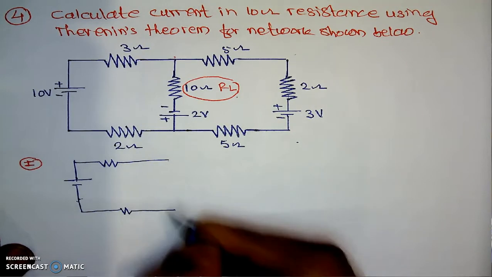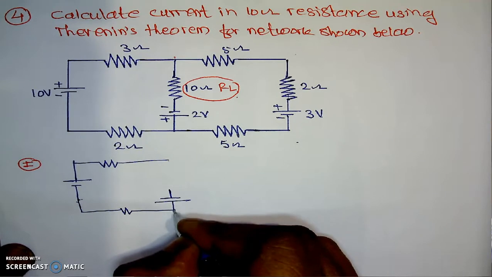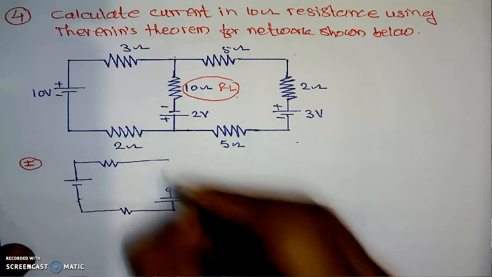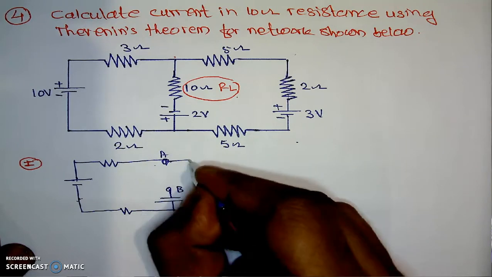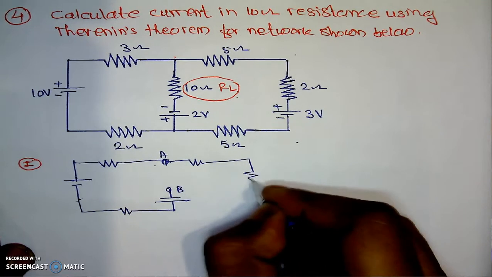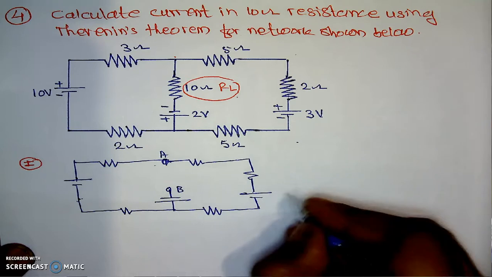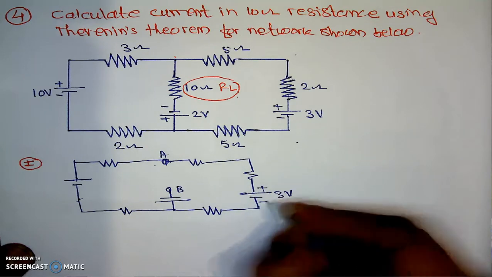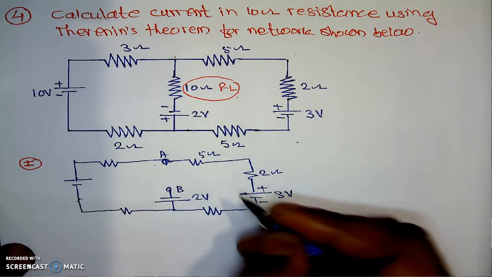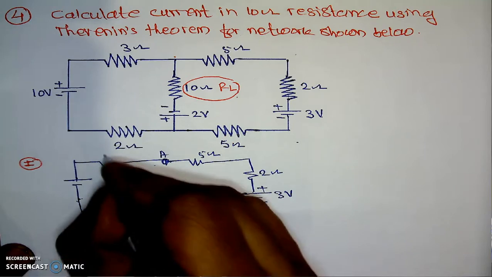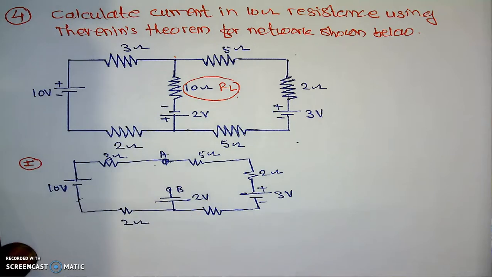Here its figure is something like this. This is negative. This will be the positive. This is B and here is the A terminal. And the remaining figure is the same. This will be plus minus and here this is 3 volt, plus minus, 2 ohm. This is 5 ohm. Here is 2 volt. This is 3 ohm. Here it is 2 ohm and this will be the 10 volt.